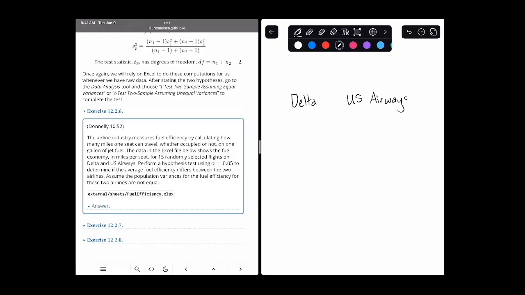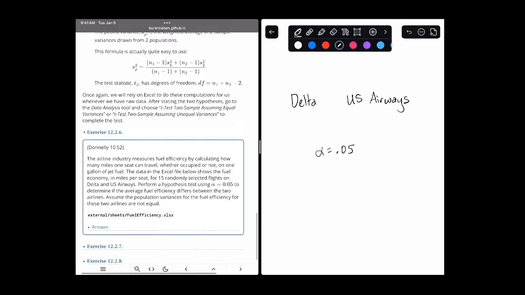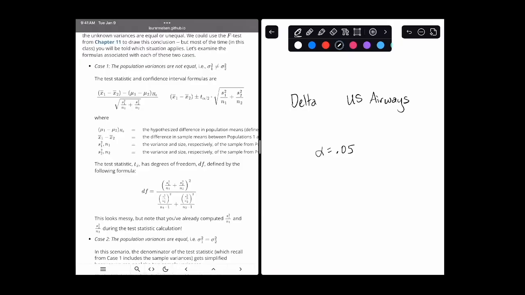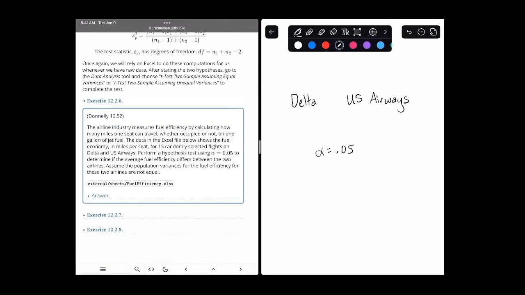So here are two populations, Delta and US Airways. And it says perform a hypothesis test using alpha being 0.05 to determine if the average fuel efficiency differs between the two airlines. And it tells us to assume that the population variances for the fuel efficiency for these two airlines are not equal. So that automatically tells us that we're in a case one problem. We're assuming our population variances are not equal, and so we're using these formulas for case one. But this gives us the sample data.